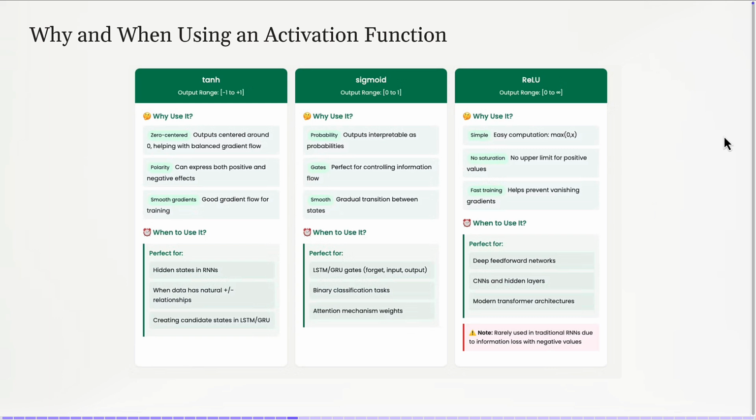Okay, so sigmoid is for binary classification tasks and attention weights, and we use it also in LSTM to filter out the information in memory. Some of the information is useful, some is not useful, so the sigmoid can be used to forget the non-useful information, and we will see this later. And ReLU is for deep neural networks, CNNs, and modern transformer architectures. It's not used in RNN due to information loss with negative values, which we want to keep.